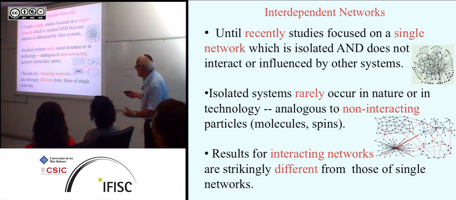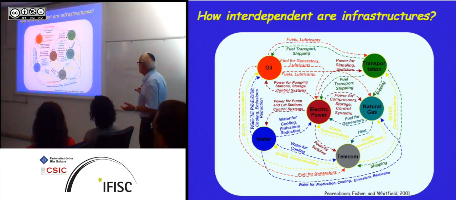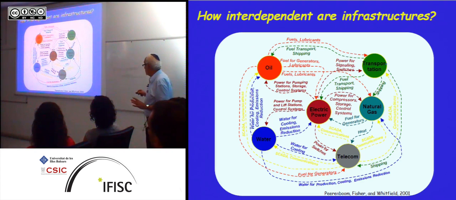Not only because it appears in nature, but because it's very relevant and very different from a single network, like an interaction between molecules and spins. You cannot get a magnet without interactions. You cannot get materials without interactions. Now the interaction is not new. That's what I want to show you.